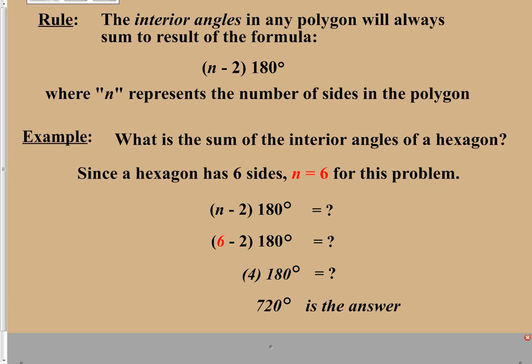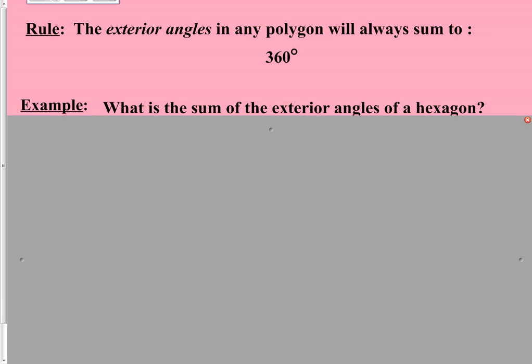Okay. Now we also have a rule that goes along with the exterior angles in a polygon, and this one's pretty simple. It does not require a formula at all. It is simply a fact. The exterior angles in any polygon always sum to 360 degrees. That's one of those that doesn't seem like it ought to make sense, where the three angles in a triangle, they're not going to add to 360. The 10 angles on a decagon are not going to add to 360, but with the exterior angles, that is always the case, okay?